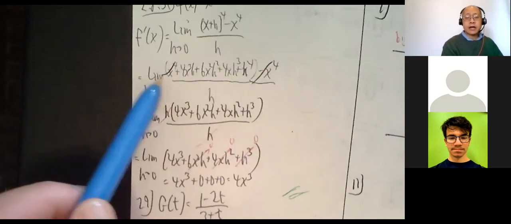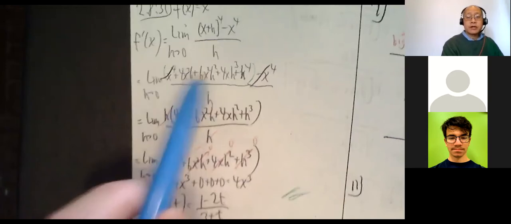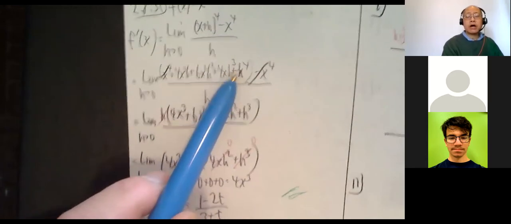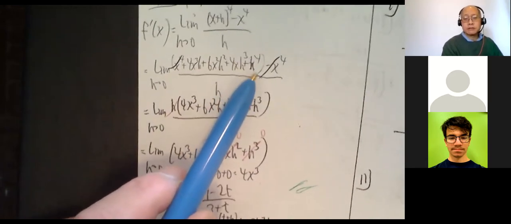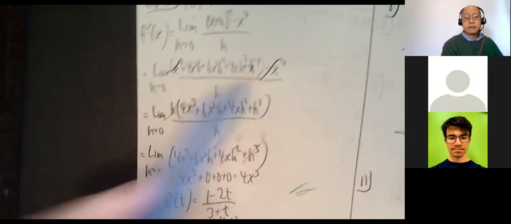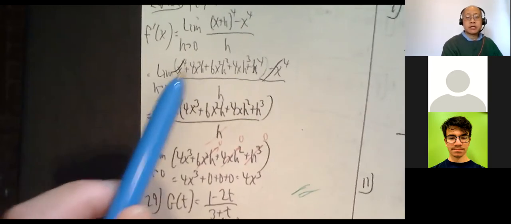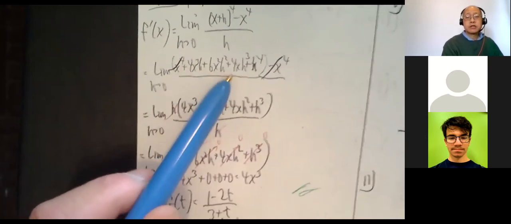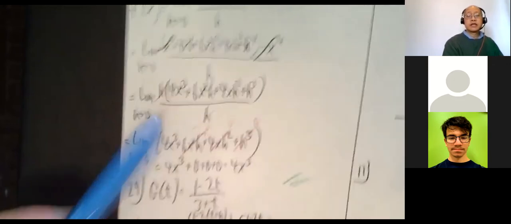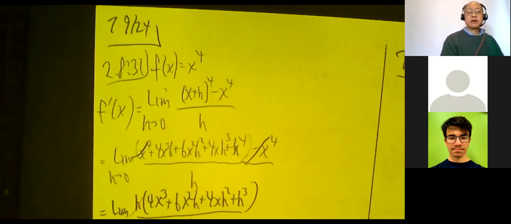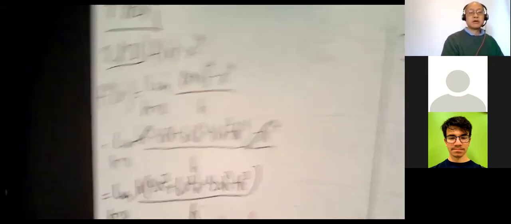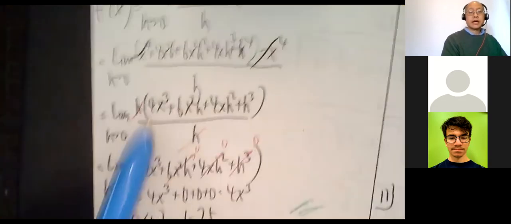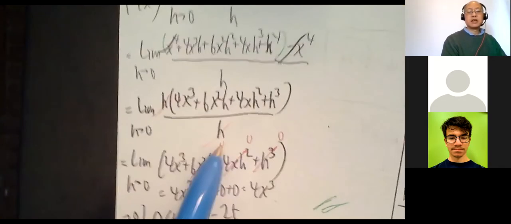x to the fourth cancels out. So that one, that one, that one, and that one all have a common factor of, guess what? h. Factor out the h, parentheses, 4x cubed plus 6x squared h plus 4x h squared plus h cubed. Let me raise it up for you. There. Cancel the h's, cancel the h.